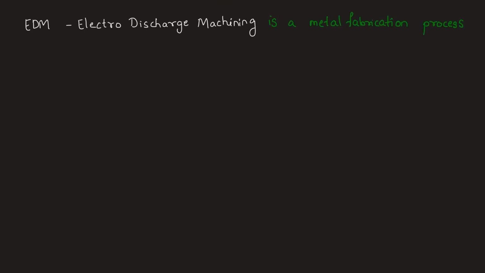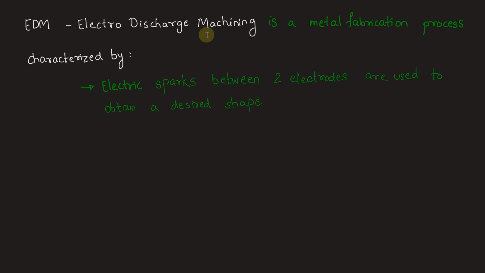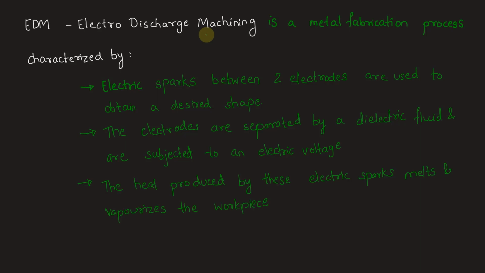So EDM, or electro discharge machining, is a metal fabrication process characterized by the following. First, electric sparks are used to obtain a desired shape. These sparks are between two electrodes. These electrodes are separated by a dielectric fluid in between and are subjected to electric voltage. The heat produced by these electric sparks will melt and vaporize the workpiece, which causes the removal of material from the surface of the workpiece.